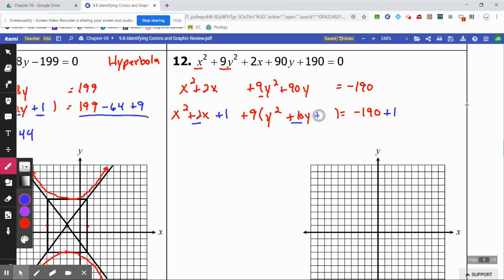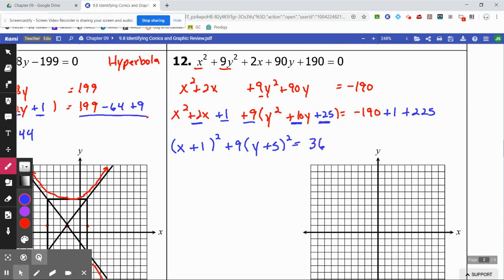Half this, multiply it times itself, gives you 25. However, to this side, we're going to multiply 9 times 25. We're going to add that to the other side. So we're now going to factor. X times itself, adds, multiplies, will be always half of this, will be plus 1. The 9, parentheses squared actually, adds, multiplies is always half of this, would be plus 5. Equals negative 190 plus 1 plus 225 gives me a 36.